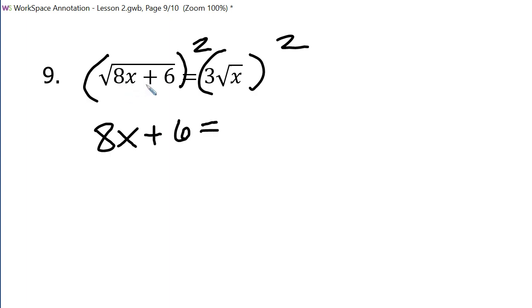Now over here, is the 3 under the square root? No, it's out front. So what needs to happen is the 3 needs to be squared by itself. So what is 3 squared? 9. So we're going to have a 9 out front. But what happens to the square root when I square it? It cancels, so I just have the x. So the square root sign went away, and 3 squared gave us 9.